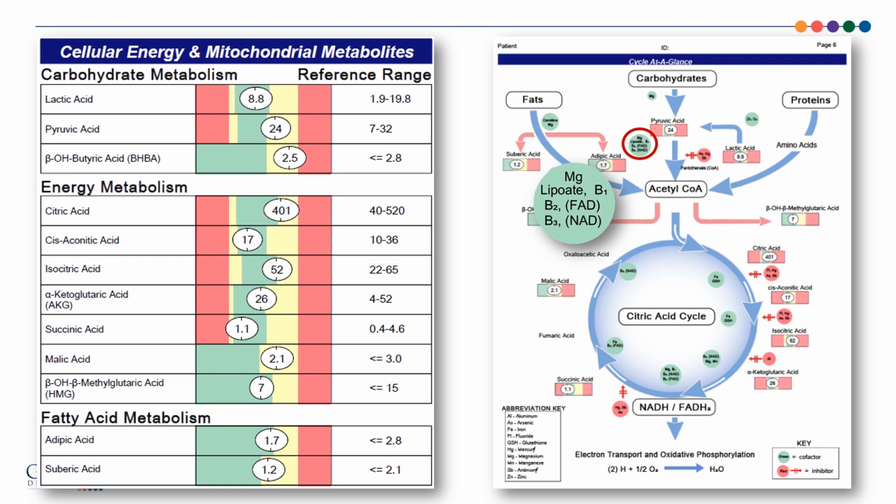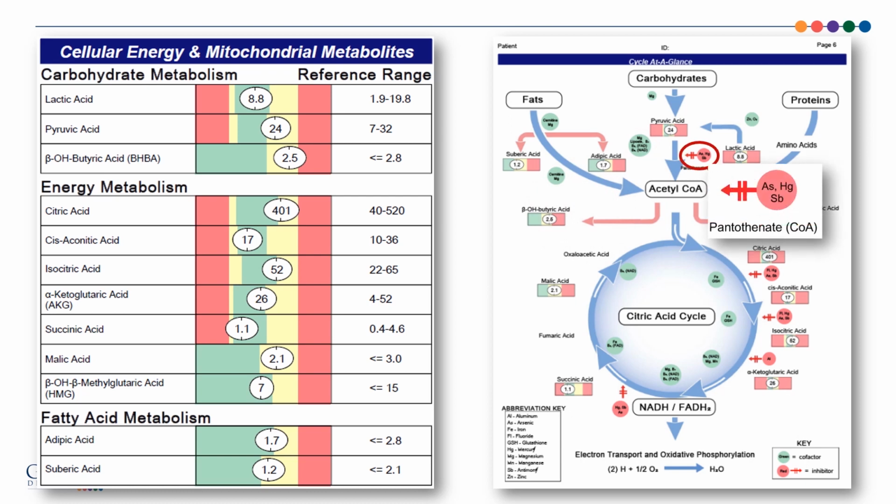If we had seen an elevation of pyruvic acid, we'd wonder, why is that high? Well, it may be that it would be having difficulty in its conversion to acetyl-CoA. What would we consider necessary? Magnesium, lipoate, B1, 2, and 3. Those would be the cofactors.